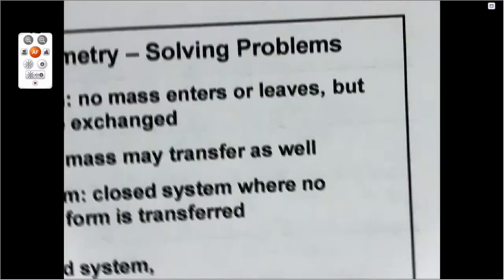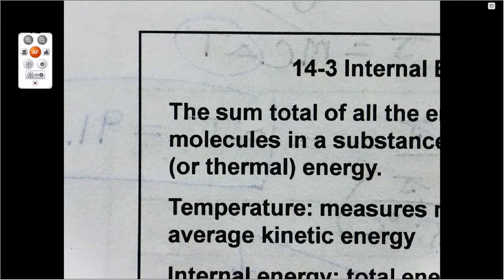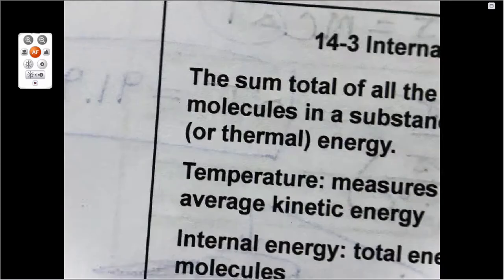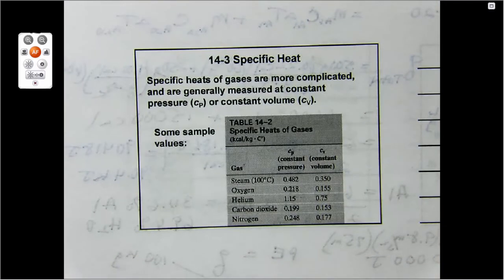Now, yeah, you're going to have to get a chart like that on the test. Yep. Now, this mentions specific heat of gases, and we could actually do gases. But we're not going to calculate gases out.